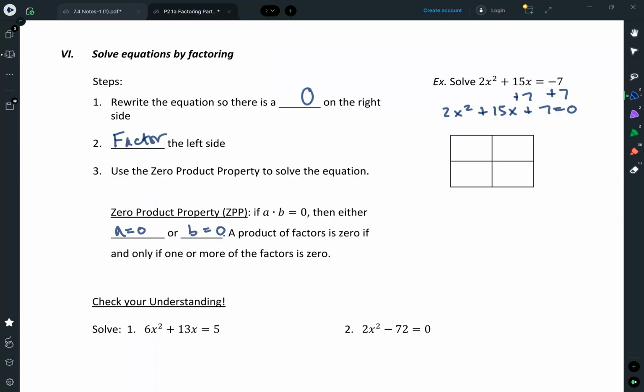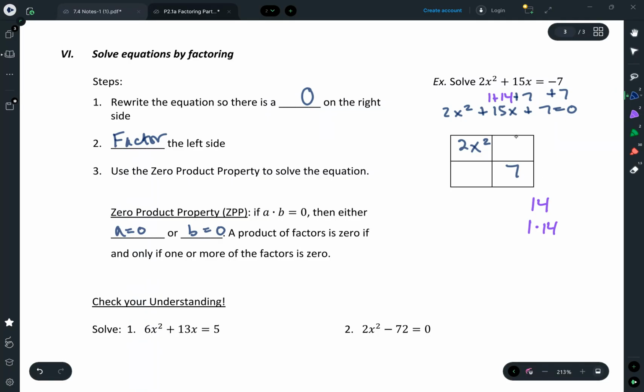So this is going to be my box style factoring. I put the 2x squared in the upper left corner, the 7 in the lower right, and then go ahead and multiply. 2 times 7 makes our magic number 14. We're looking for things that multiply to make 14, add to make 15. So that's going to be 1 times 14, 1 plus 14. So in my missing diagonal, I'm going to have a 1x and a 14x.